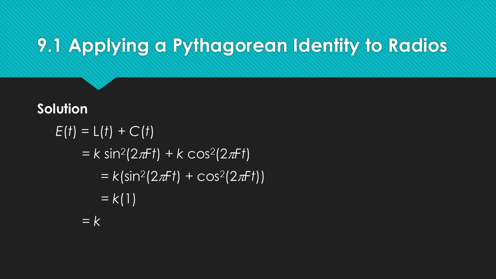Okay, so E of t equals L of t plus C of t, which is putting in the values there, k sine squared of 2 pi t plus k cosine squared of 2 pi t. Well, factoring out the k, sine squared plus cosine squared is 1, which leaves us with k, which is a constant.